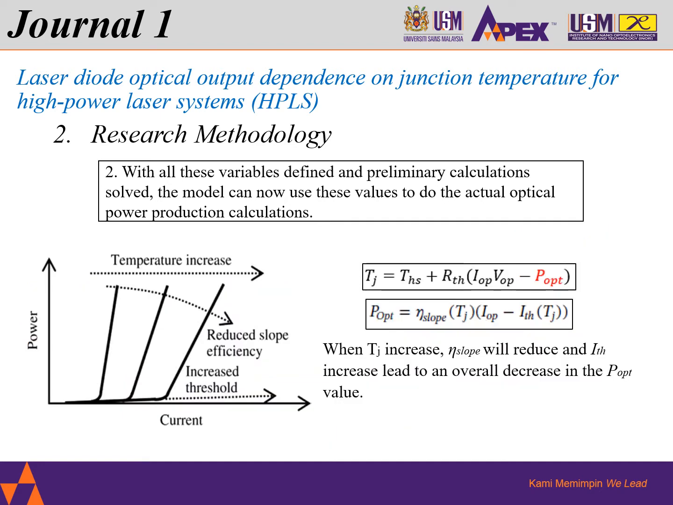And for your information, from these two equations, junction temperature and optical power, we can already see some interaction: when junction temperature increases, the slope efficiency will be reduced, followed by the threshold current being increased, and this leads to an overall decrease in the optical power output of the system.